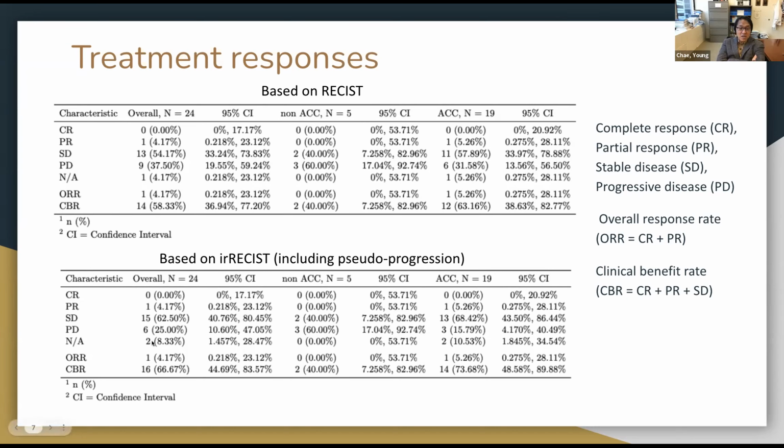And then you can make one table with RECIST and iRECIST in one table. First box RECIST, second box iRECIST. Yeah. And then continuing onward.